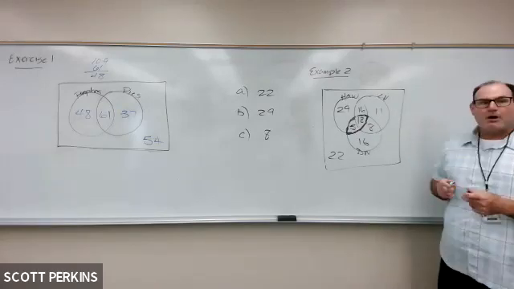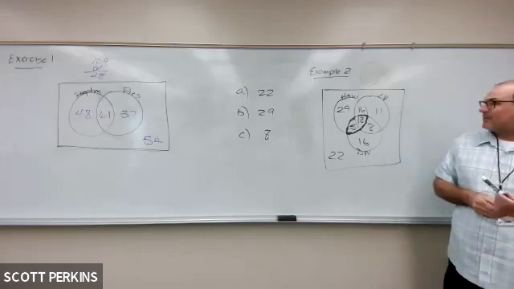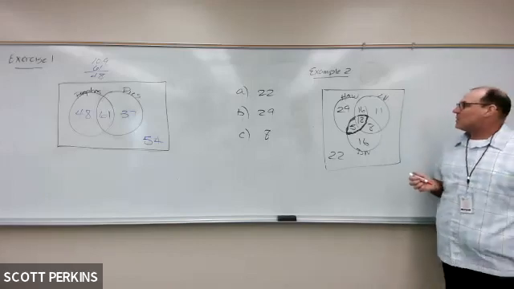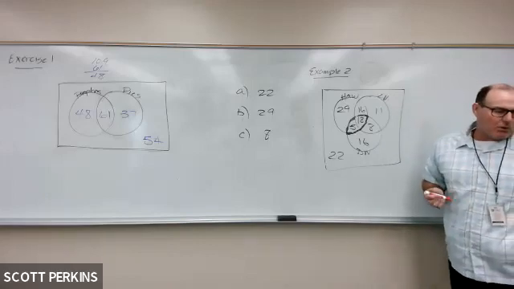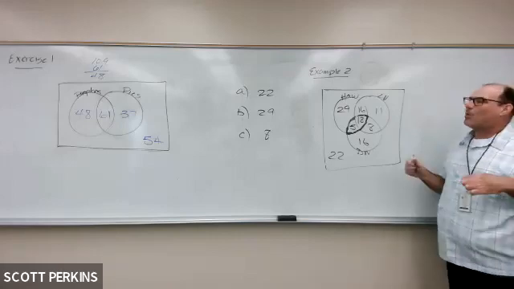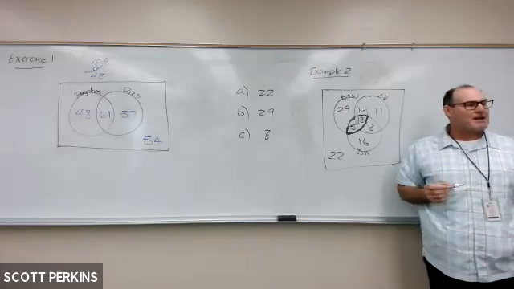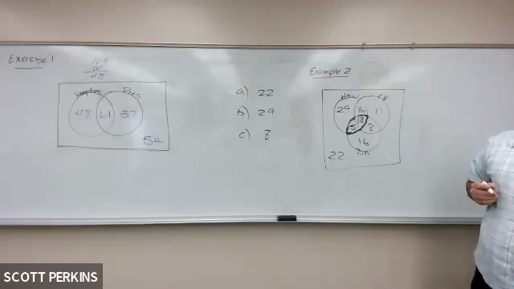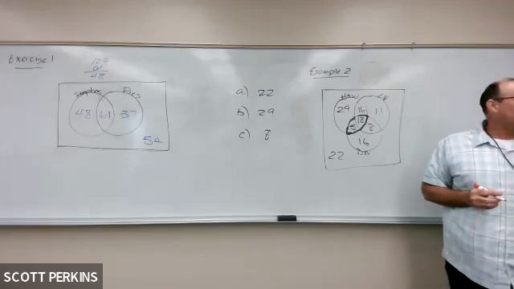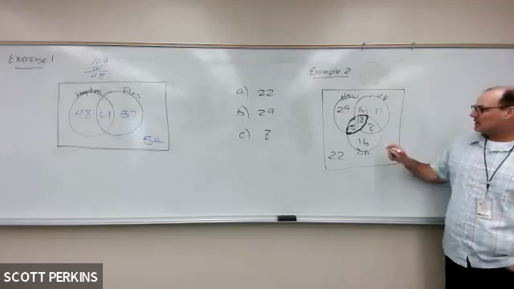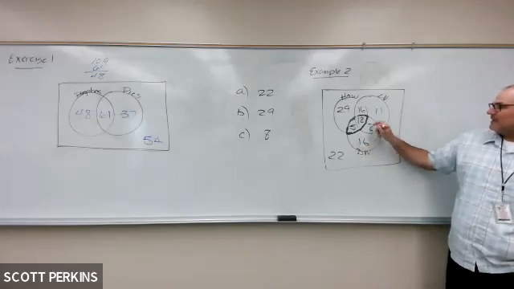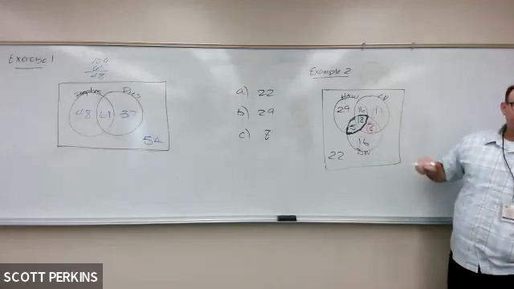Okay, so "or" means union. We're considering everything in both circles. So Disney World or Las Vegas, but not Hawaii. Tell me, what numbers am I going to add up that represent Disney World or Las Vegas, but not Hawaii? The 16, the 8, and the 11.